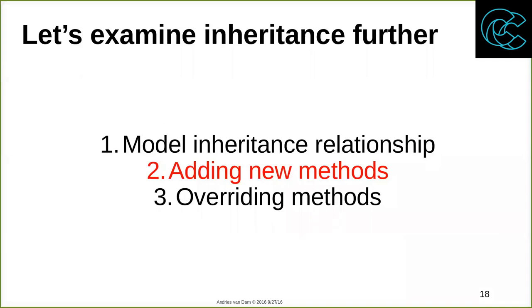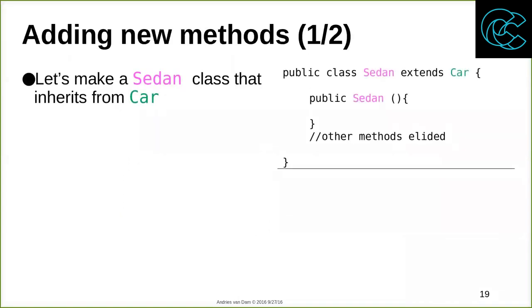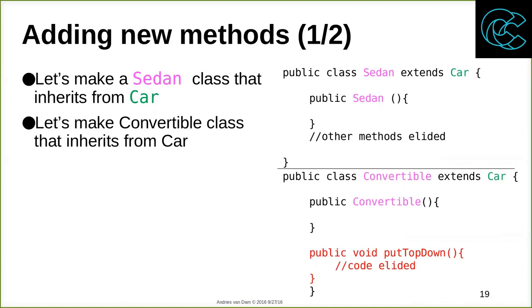Okay, so let's go to the second subtopic, which is adding new methods. Within the subclass, you can add new methods. Let's say you have the car class and sedan is extending the car class. You have the constructor, but you can also have other methods which are not there in the car class. So you can add new methods which are particular to only sedan. For example here, all the methods of the car are inherited, and apart from that, it has its own methods, one of which is putTopDown. This is a method of the convertible class.